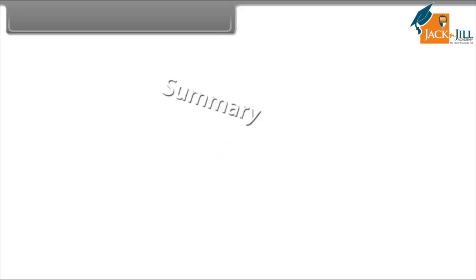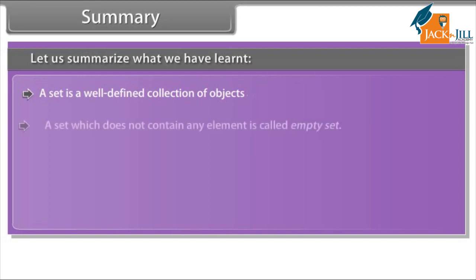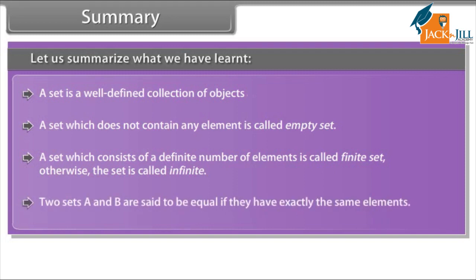Summary. Let us summarize what we have learned. A set is a well-defined collection of objects. A set which does not contain any element is called empty set. A set which consists of a definite number of elements is called finite set. Otherwise, the set is called infinite. Two sets, A and B, are said to be equal if they have exactly the same elements.